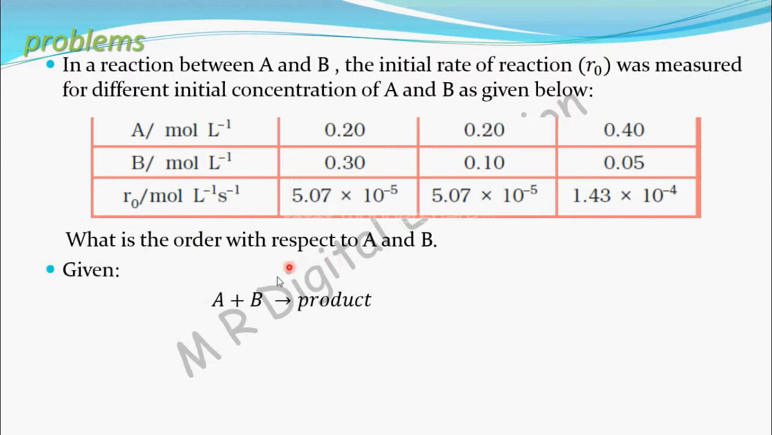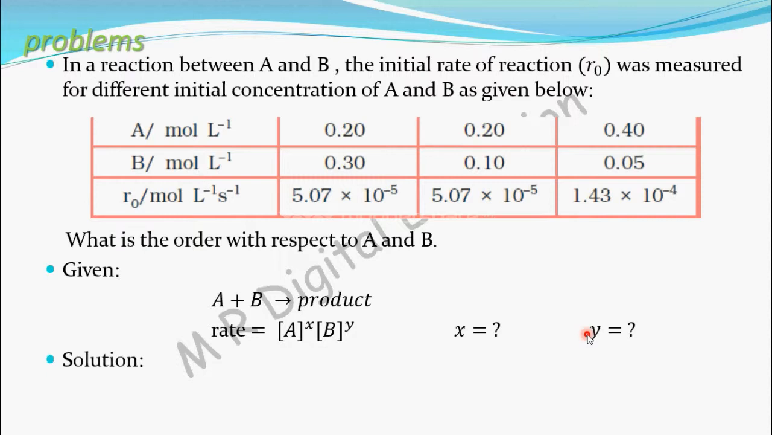What is given? A reaction between A and B. Let's suppose we take that as A plus B gives product. For this general reaction, how can you write the rate law? Rate equals concentration of reactant A to the power x into concentration of reactant B to the power y. Here x is order with respect to A and y is order with respect to B. So what we have to find? We have to find x value and y value. Let's see how to find.